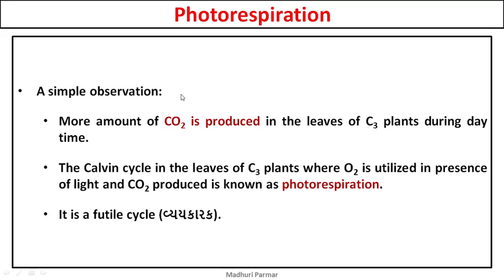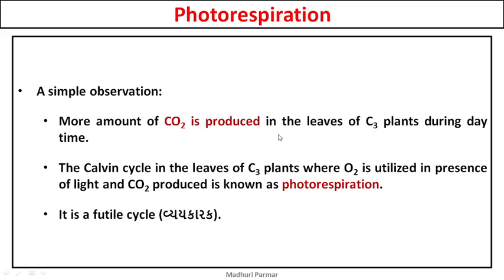A simple observation was that more carbon dioxide is produced in the leaves of C3 plants during the day. They took the leaves and did some work and found out how much carbon dioxide is released by the plants. Not accepted by the plants but produced by the leaves, in the daytime. So they found that C3 plants, instead of using more carbon dioxide, were making more carbon dioxide. So what was happening?